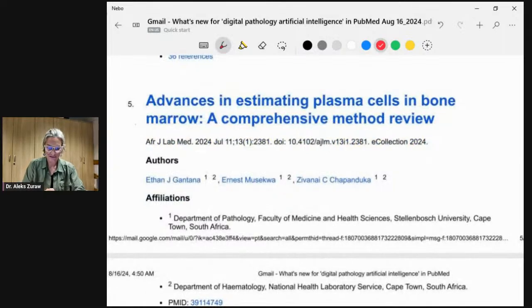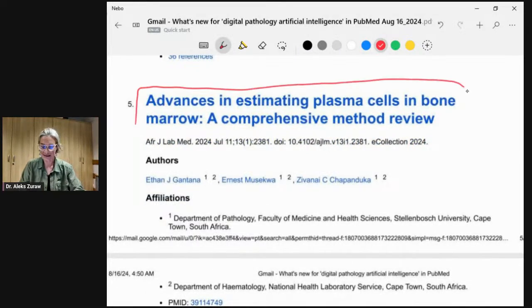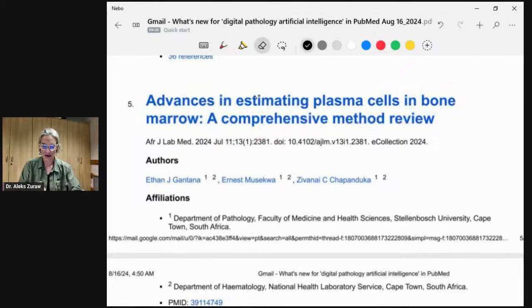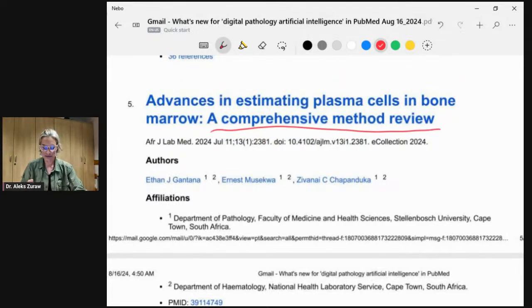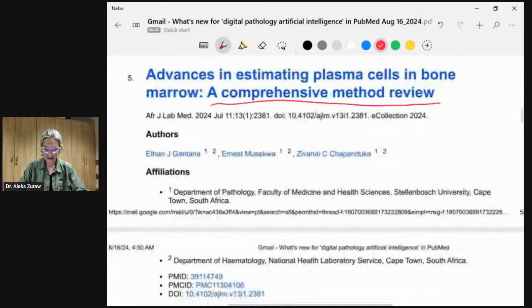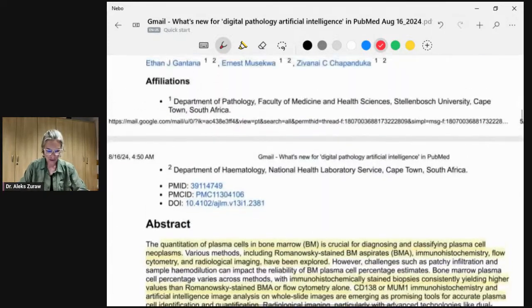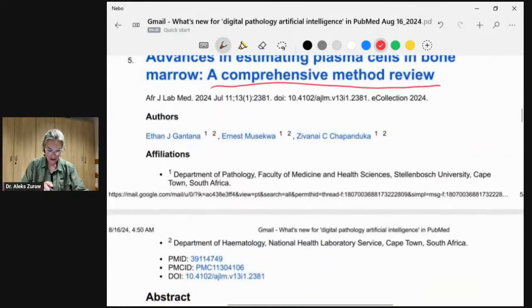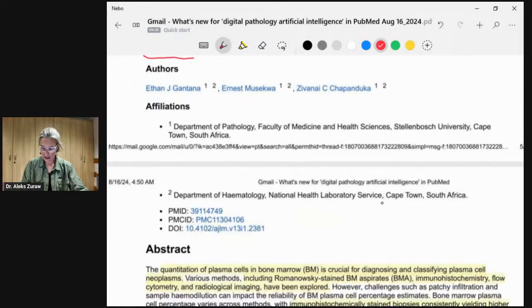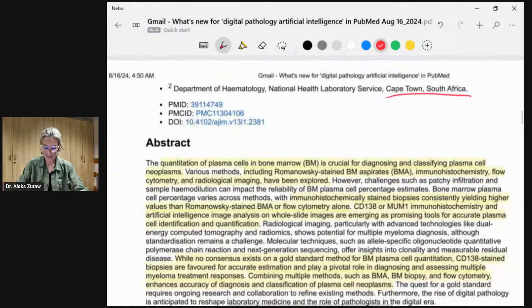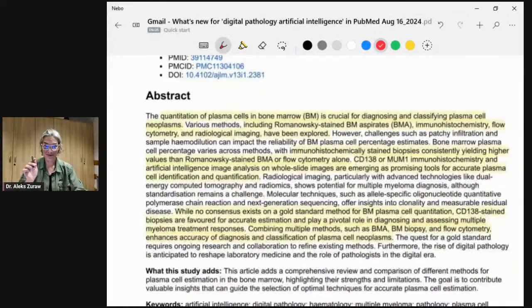Okay, here we have advances. This one is going to be fast. Advances in estimating plasma cell in bone marrow: a comprehensive method review. So this was a review, and I screened it for where it was from. In African Journal of Laboratory Medicine. Okay, interesting. And this was a group from Cape Town, South Africa. If there is anybody from South Africa, say hi in the chat.